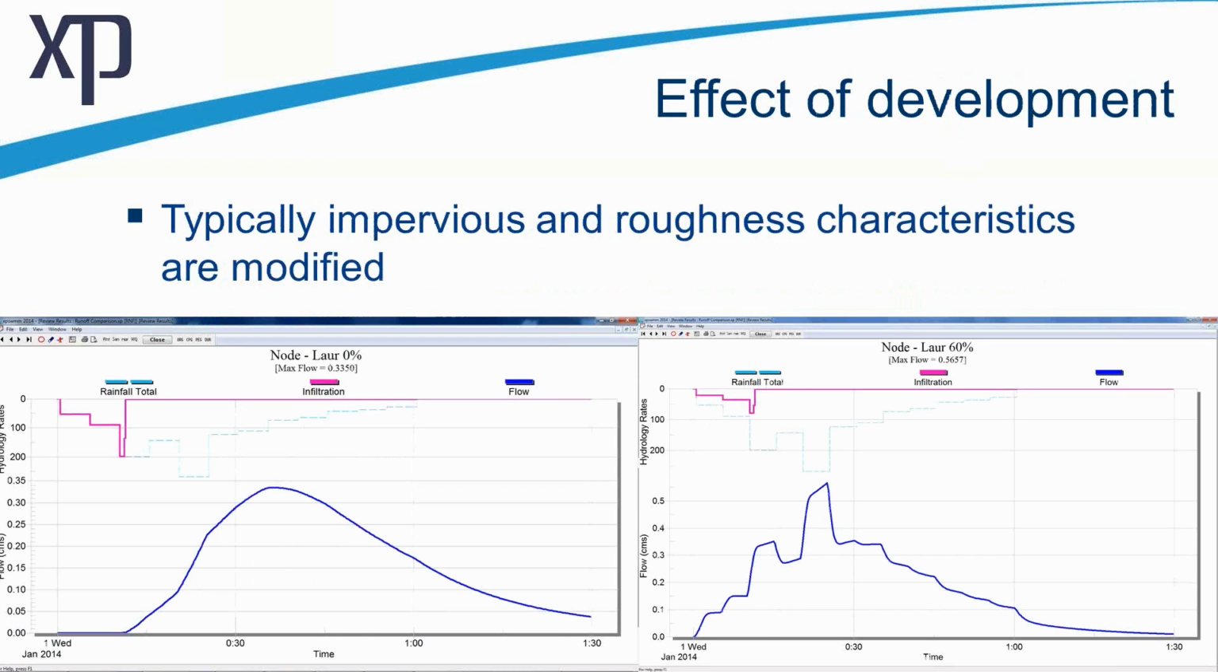Now, the development is one of the key things that engineers do want to assess, which is that change between the impervious characteristics mainly, and when we change the impervious characteristics, we inherently change the roughness values. These two screenshots here, these two graphs, show on the left an undeveloped catchment with a 0% impervious rate, and on the right hand side going to an urban residential scale level of impervious coverage at 60%, and we get to see quite quickly that we're going from 335 litres per second as discharge up to 565 litres per second.